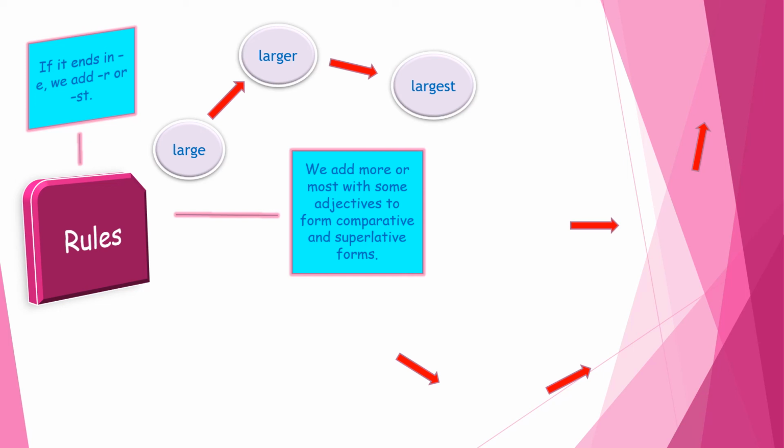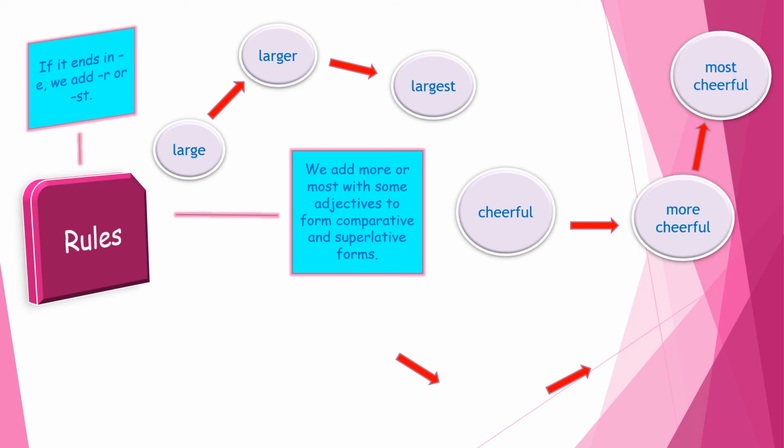For example, I take the word cheerful. In this word, cheer itself is a word which has a suffix to it, which is full, so it becomes cheerful. So I am not adding R or ST or IER or IEST or ER or EST. But now I'm going to add more cheerful and most cheerful.